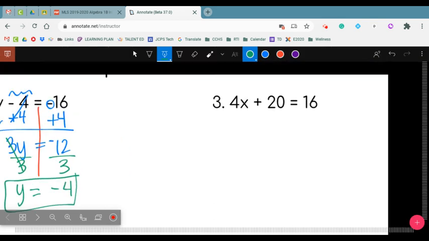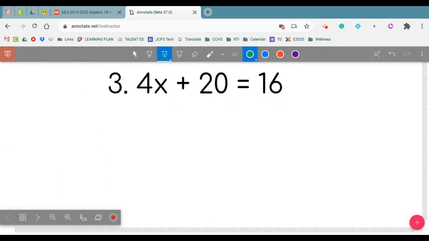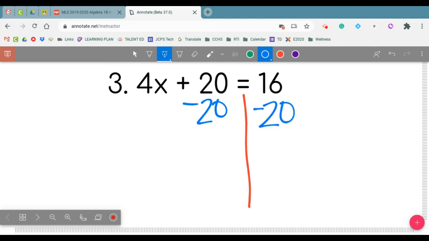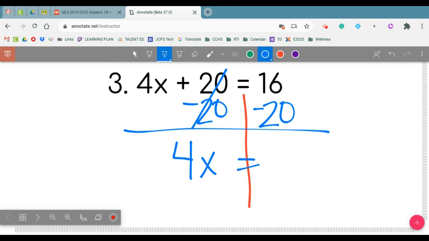Okay, going on to the next one. I have 4x plus 20 equals 16. So I want you to think, what's my first step? If you said I need to move the 20 first, that is correct. So remember, if it's held there by addition, what's the opposite? That would be subtraction. So I'm going to subtract 20. I'm left with 4x on this side, so don't forget about that 4x because we haven't done anything with it. So 16 minus 20 is going to give you a negative 4.